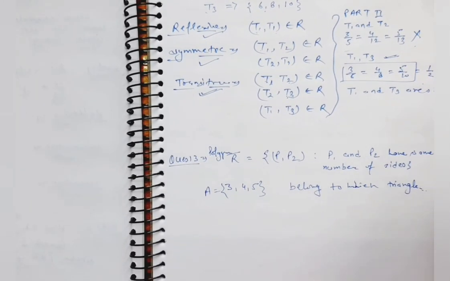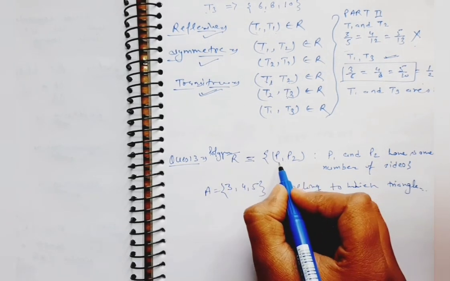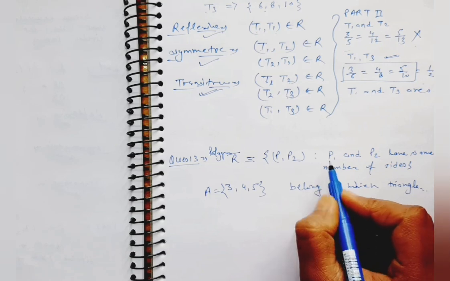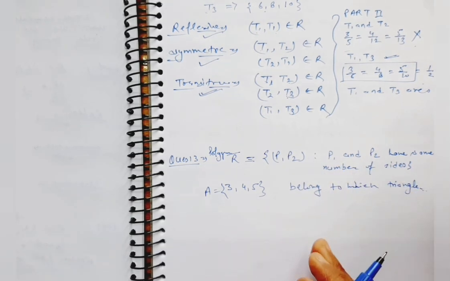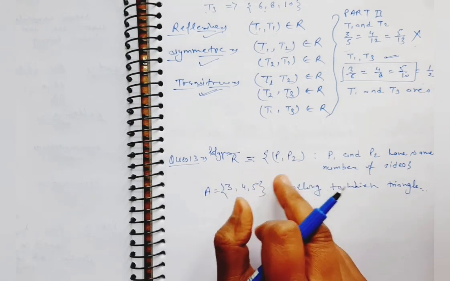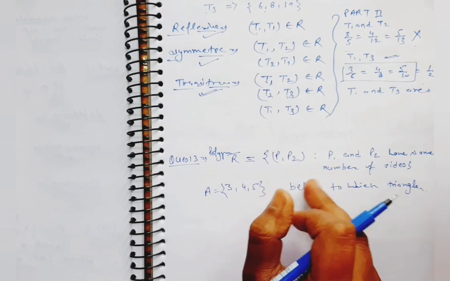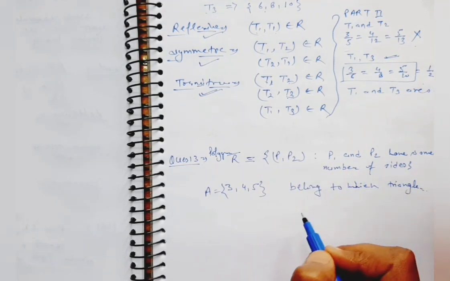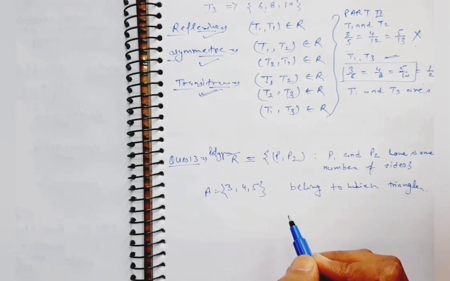This is the next question, the 13th question. A relation is given: P1 and P2 are polygons which have the same number of sides. That means both can be triangles, both can be squares, both can be any polygon, pentagon, hexagon, any polygon, both having the same number of sides. So we have to check that this relation is an equivalence relation.